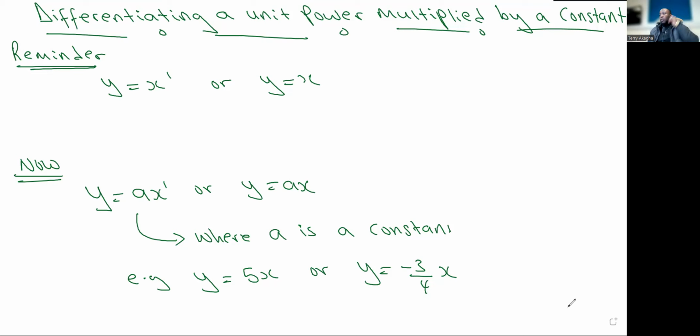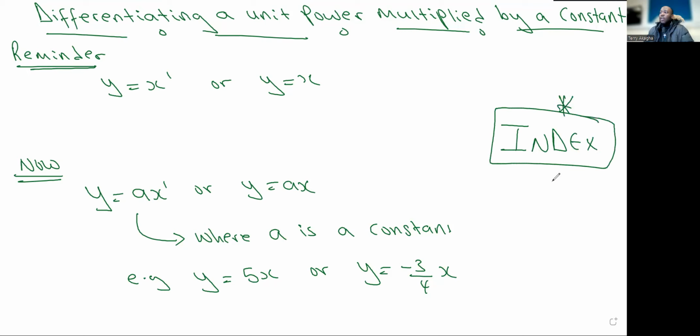All right, so what do you do? Remember, like I always say, before you start differentiating, ensure that you have it in an index form. Please make sure you review what an index form is, and try as much as possible to go to my videos on the laws of indices, where I talked about the different laws of indices. So let's go back to the video now.